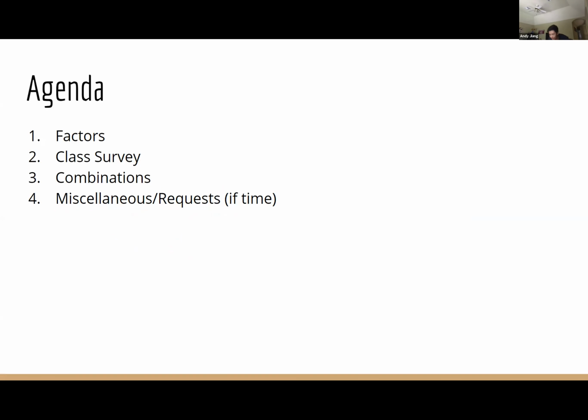Our agenda for today is factors, class survey, combinations, and then request if time. And combinations if time too, because I don't know if we'll get to that.